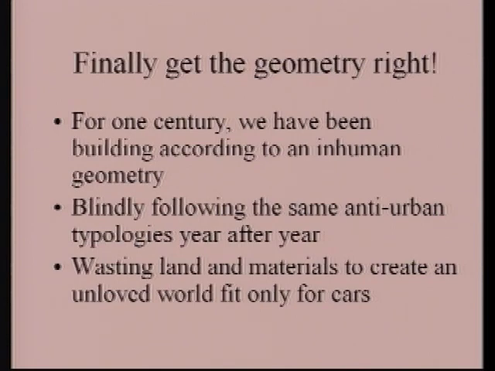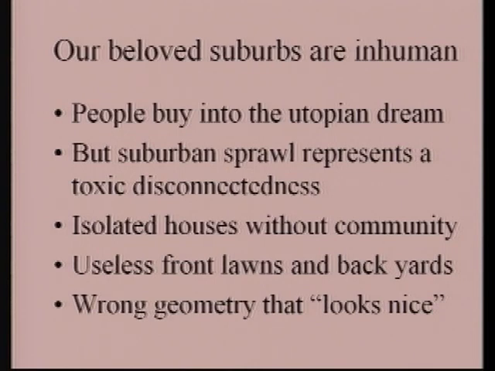We need to finally get the geometry right, the geometry of the urban built environment. For 1 century, we have been building according to an inhuman geometry. We have been blindly following the same anti-urban typologies year after year without learning anything from our mistakes. We are wasting land and materials to create an unloved world fit only for cars. Even our beloved suburbs are inhuman. People buy into the utopian dream of escaping to the suburb, to nature. I'm sorry, but suburbia is not nature. Suburban sprawl represents a toxic disconnectedness. It is not urban. It is disconnected.